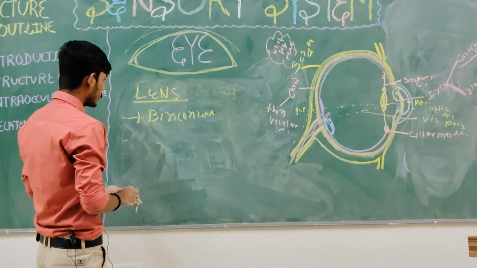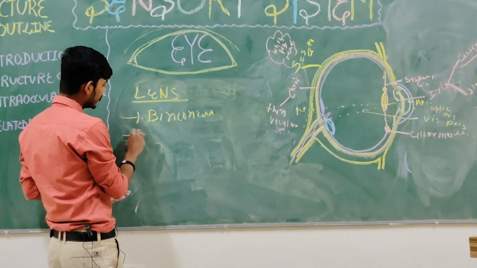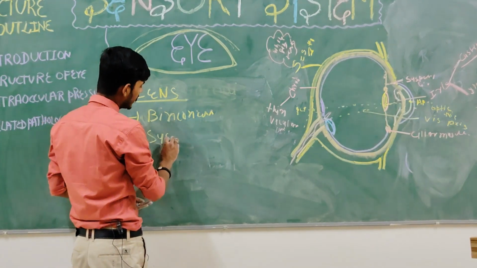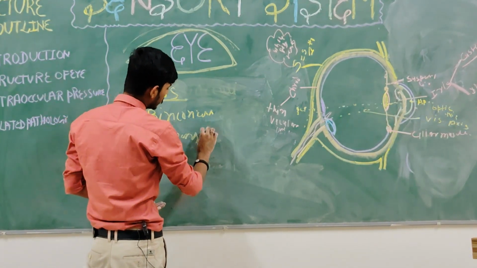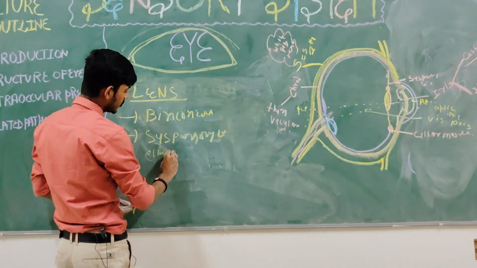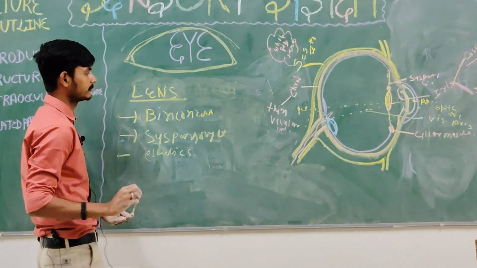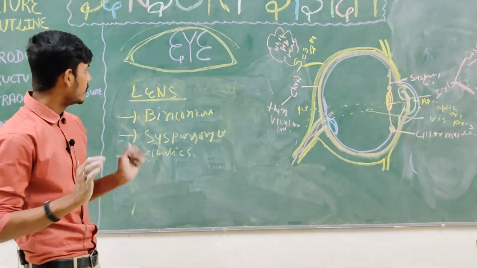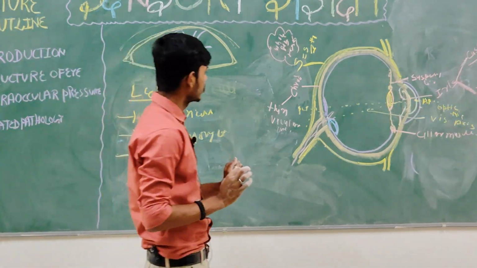Now this is formed by the biconcave lens, and it is suspended by the suspensory ligament. They are highly elastic. This is about your lens. So we move ahead.